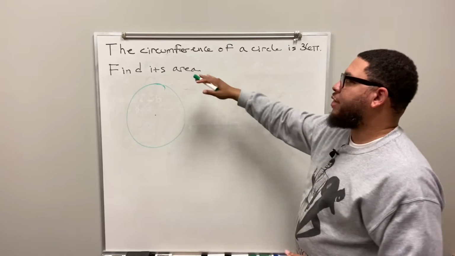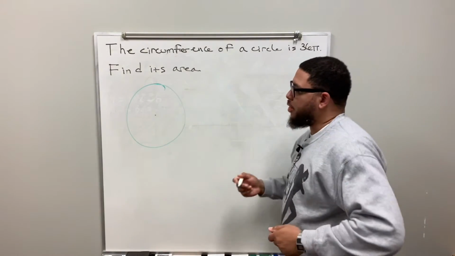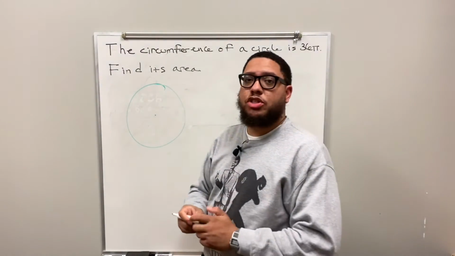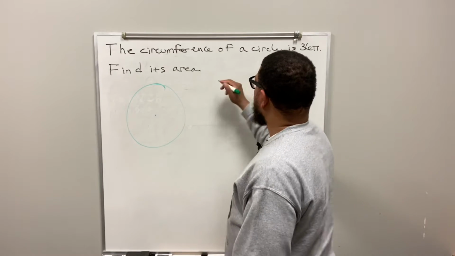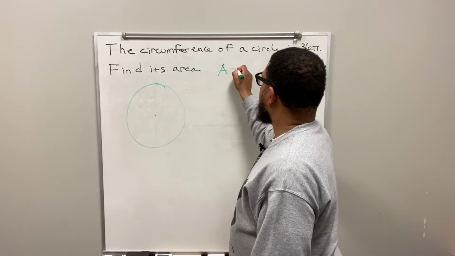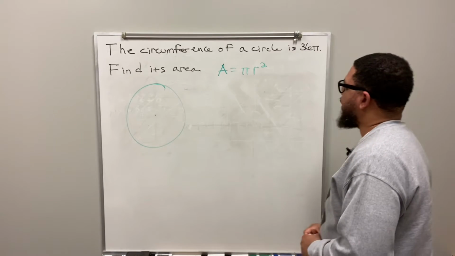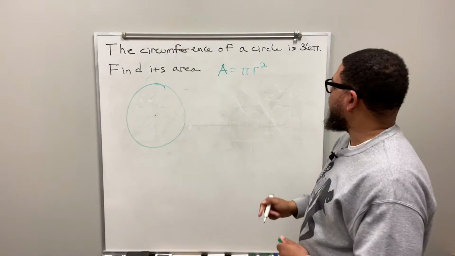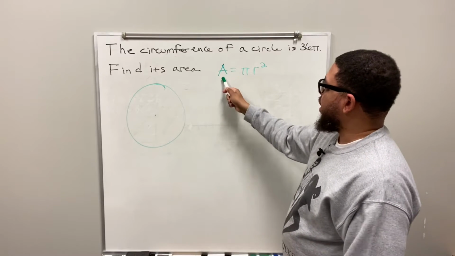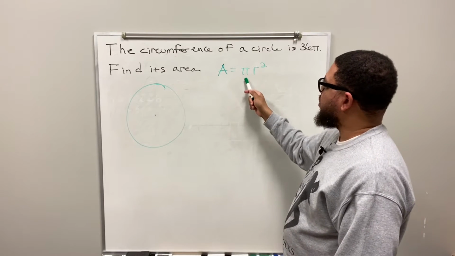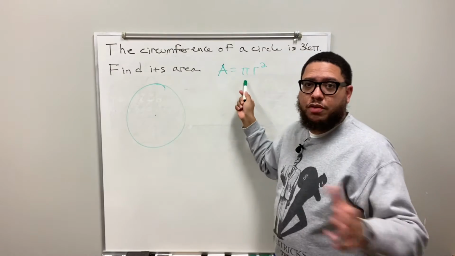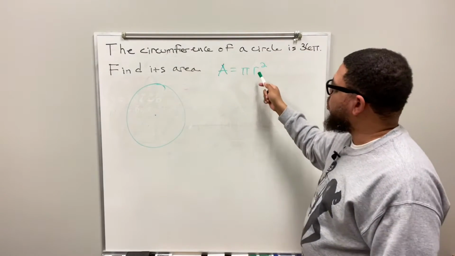All right, so this is what we do. We're trying to find the area. So the first thing you have to think about is, what's the formula for the area of a circle? So we write that down. We say area equals pi r squared. All right, area equals pi r squared. Now, in order to find the area, I need to know pi. We know what pi is. Pi is 3.14 regardless.